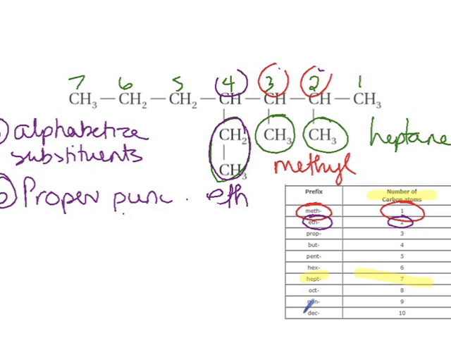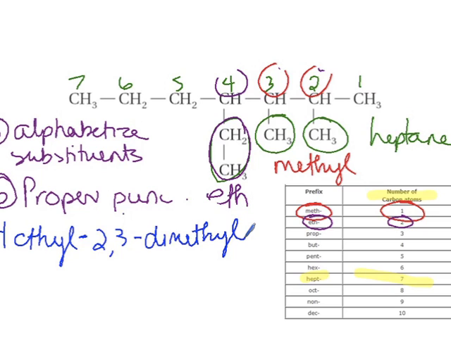Okay, so last time I checked, ethyl comes before methyl. So we have, and we have to put the numbers in front of their groups. So 4 ethyl. Okay. And then you say 2, 3 dimethyl, and then heptane.